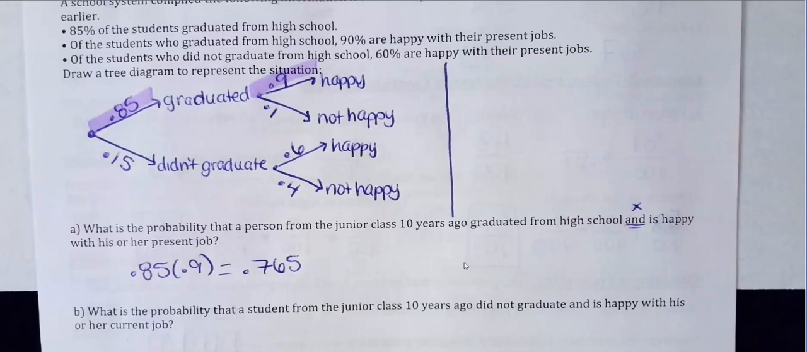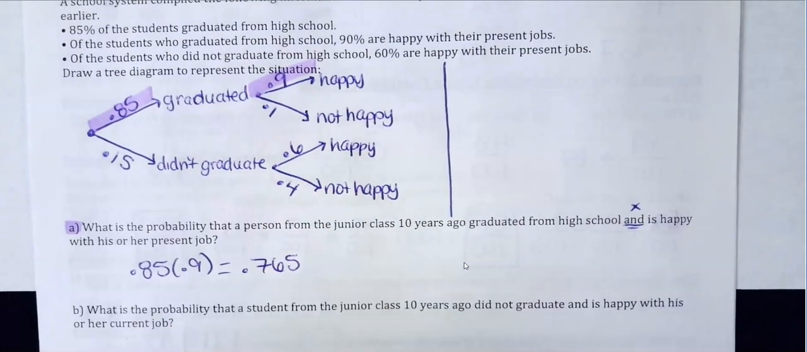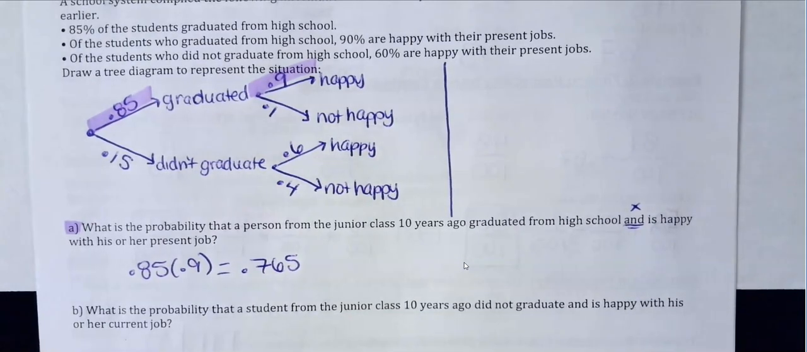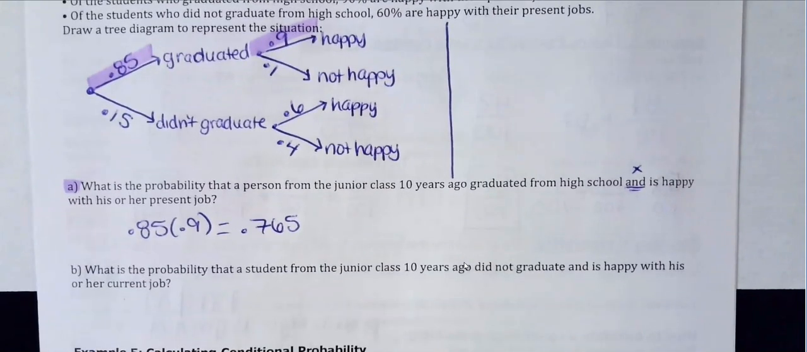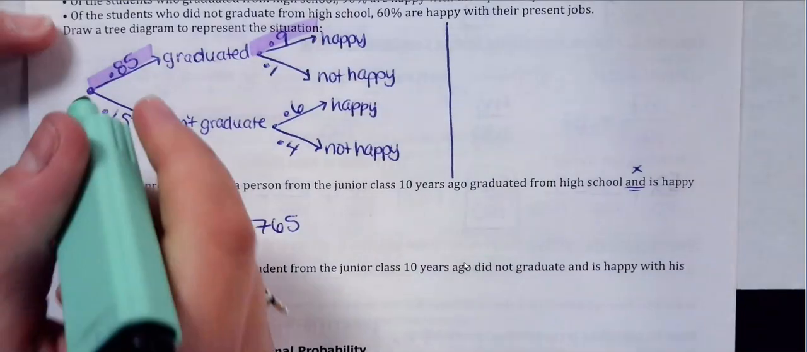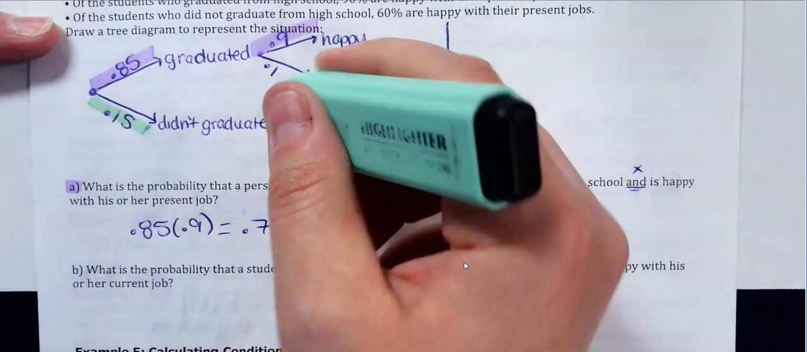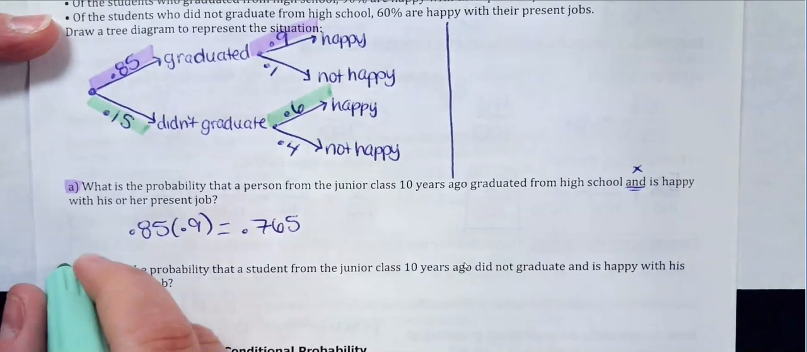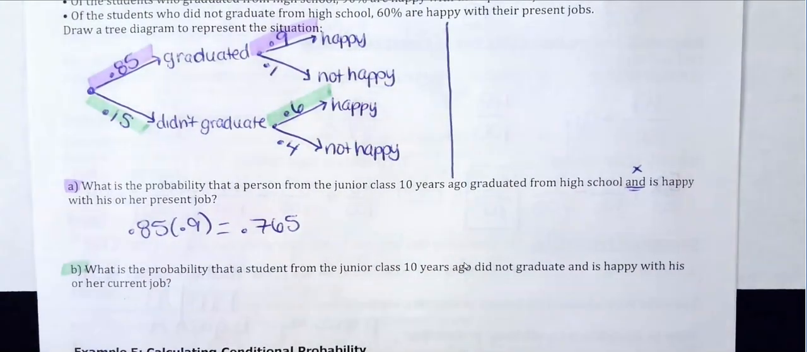Okay, so that's the one I did with this one here. Grab a different color. How would you calculate, let's see, they didn't graduate and they are happy with their current job? How would you calculate didn't graduate but they're happy with their current job? Perfect. Okay, so didn't graduate would be the 0.15, and then they are happy with the job, the 0.6. So we're just going to multiply those two together.